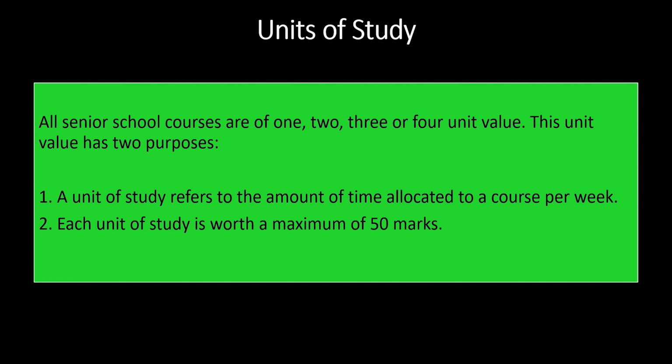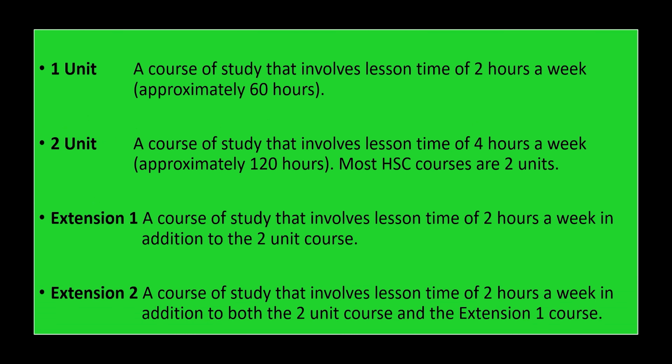So all senior courses are either 1, 2, 3 or 4 unit values. Units have two purposes. First of all, it tells you the amount of time that's allocated to that course, so the time that you'll be timetabled into lessons. And secondly, it tells you what the HSC will be marked out of. So if we have a look here, a 1 unit course involves lesson time of 2 hours a week. A 2 unit course involves lesson time of 4 hours a week.